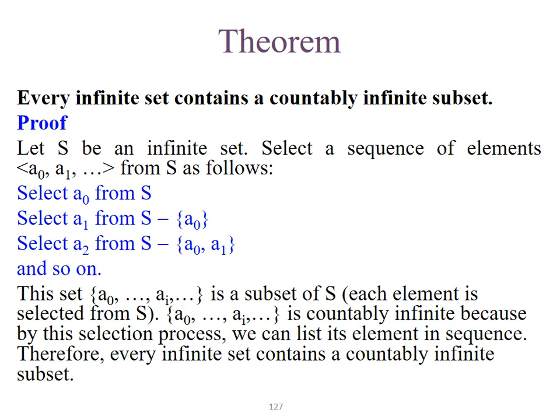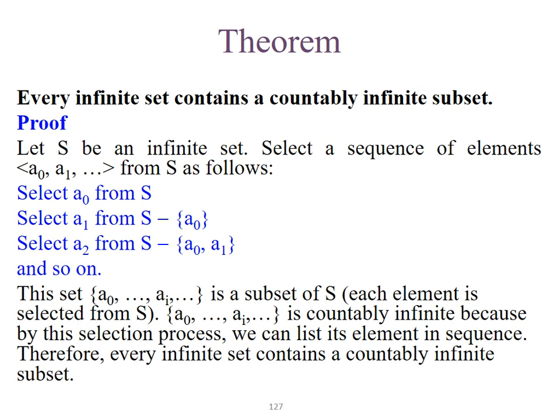Okay, next let's see a theorem. Every infinite set contains a countably infinite subset. Alright, so this is very intuitive, right? An infinite set contains a countably infinite subset. Okay, so now how do we derive this countably infinite set? If we call it countably infinite, that means it's countable. So we need to know the order of the elements of the subset.